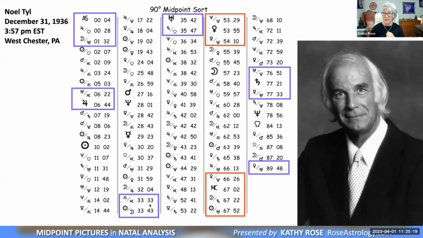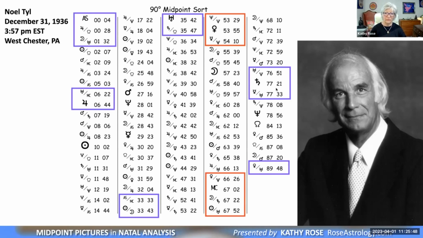And the ascendant midheaven midpoint, that's also a very, very important one. I didn't have time to fully flesh that out in this presentation, but pay attention to that. Ascendant midheaven midpoint is your personal projection through career. If you have a midpoint picture with that, like Noel, Uranus equals ascendant midheaven, Uranus equals Sun, Moon. It's very powerful.